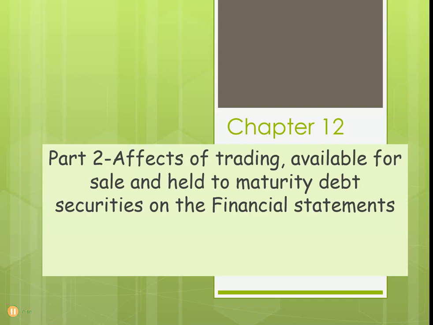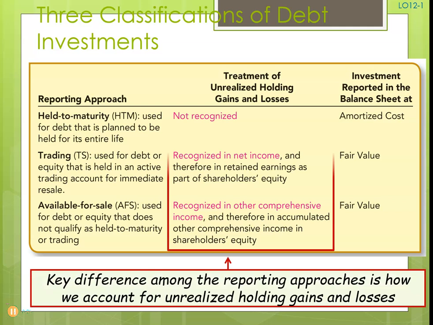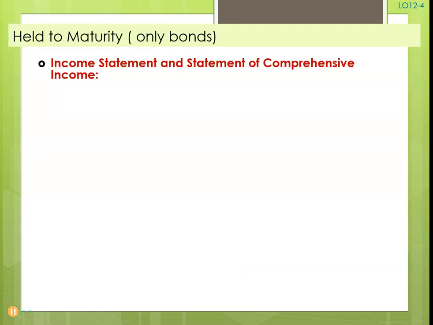So again, we're talking about our three types of securities, and we're going to work through some problems so you can see how these appear on the financial statements. Again, we have this only for debt. We have held to maturity, trading and available for sale. Now, held to maturity, this is only bonds. You can't use stock, because stock has no due date.